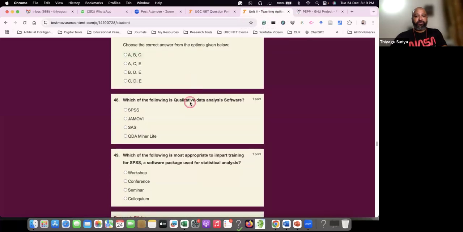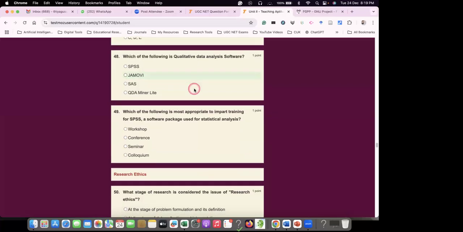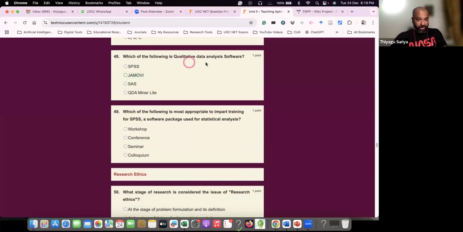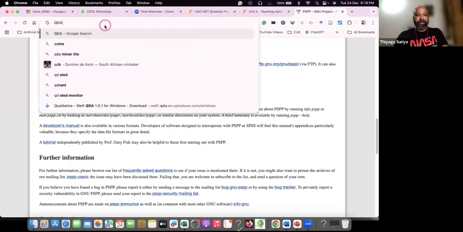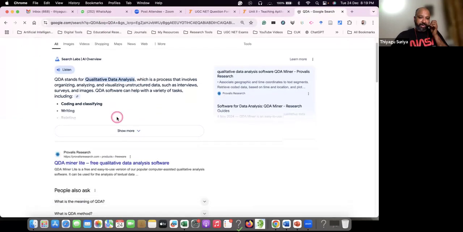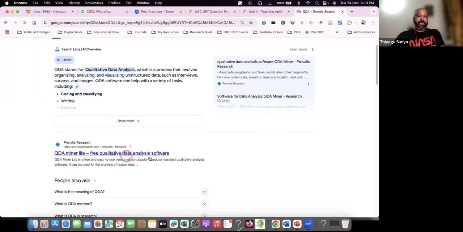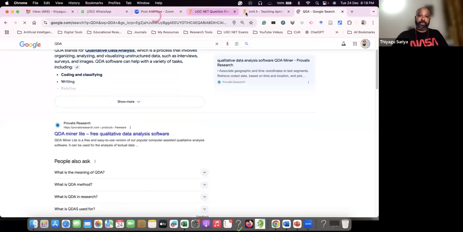Which of the following is for qualitative data analysis? Qualitative. QDA Miner Lite. Yes, you can see this, QDA Miner. QDA Miner Lite is for qualitative data analysis, free qualitative data analysis.